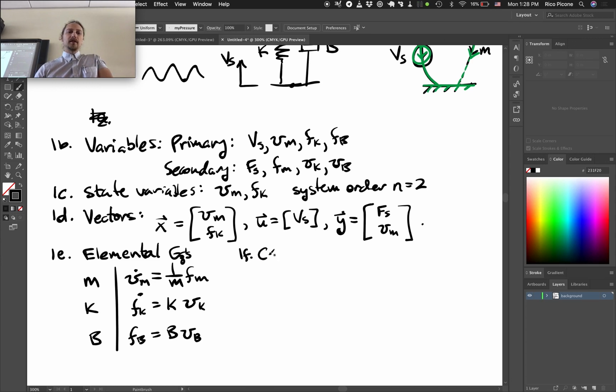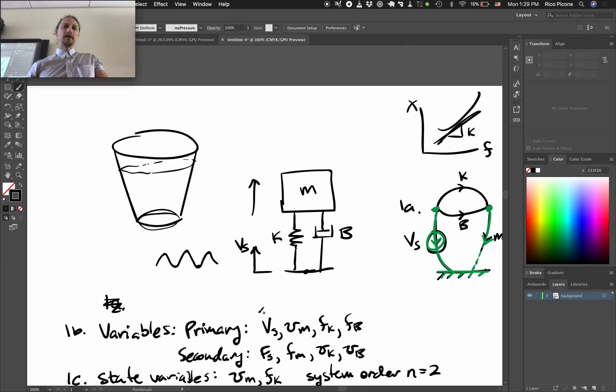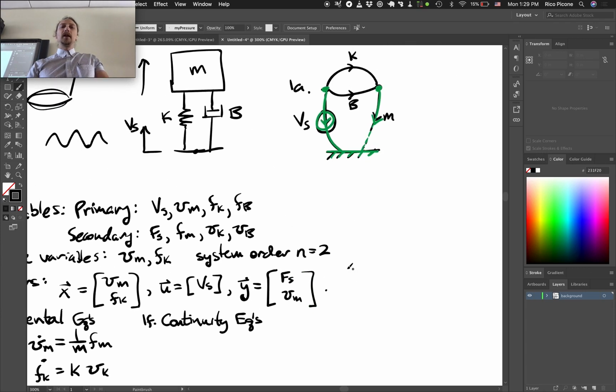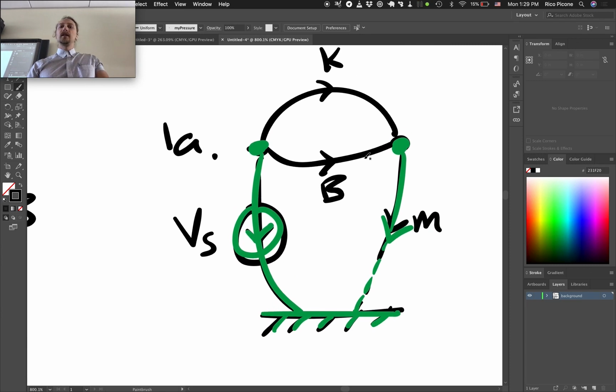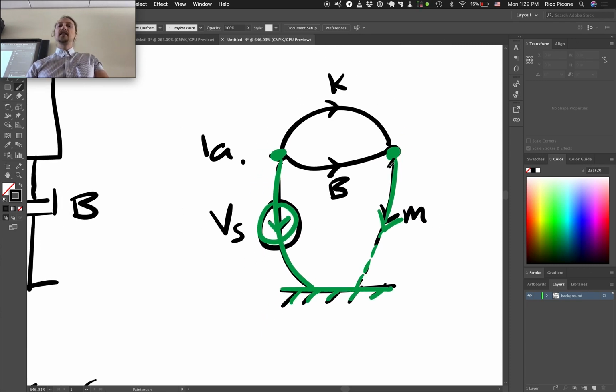Continuity equations. Okay, continuity equations. We need to draw our contours on our linear graph. We need to draw one contour for each element, so each passive branch.